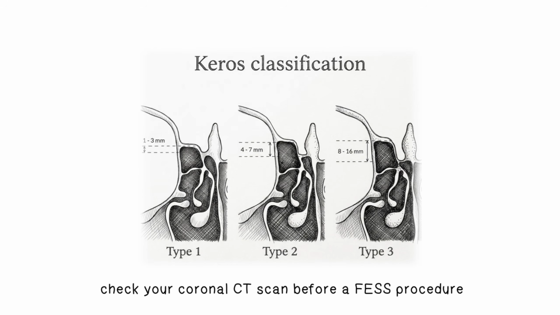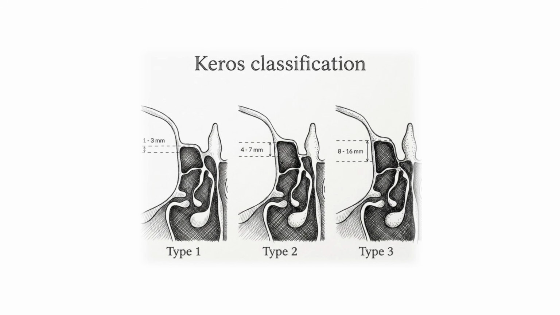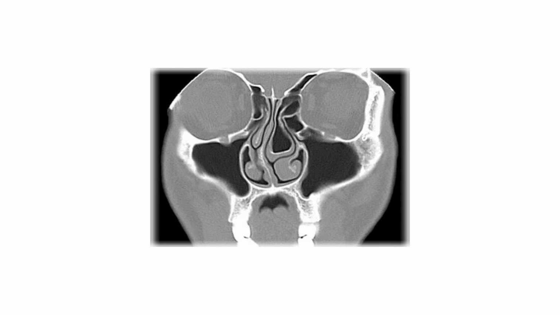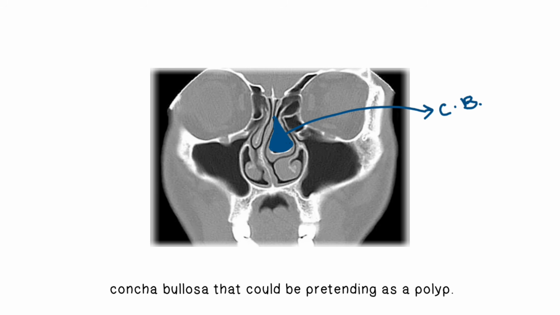And remember our structural warning. Always check your coronal CT scan before a FESS procedure to identify the location of the cribriform plate. And look out for the variant air-filled concha bullosa that could be pretending to be a polyp.